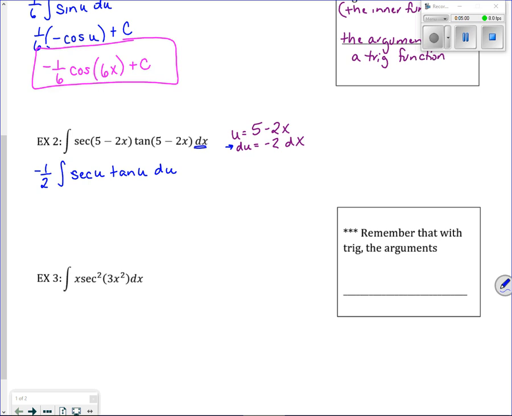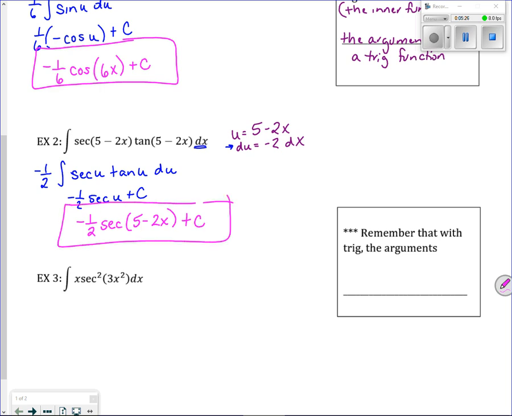Here's where your memorization comes in, because you go, oh, that's a product. There is no product rule. Yes, that's true. There is no product rule, but secant tangent is the derivative of somebody. I already know how to integrate that. So -1/2 secant of u plus c. Now let's plug back in. -1/2 secant of 5 minus 2x plus c. And there she goes. So not so bad, not so bad.